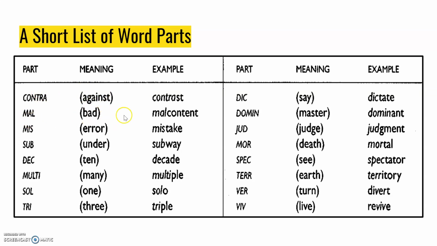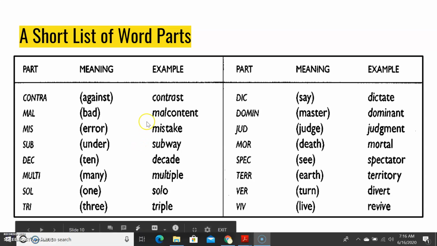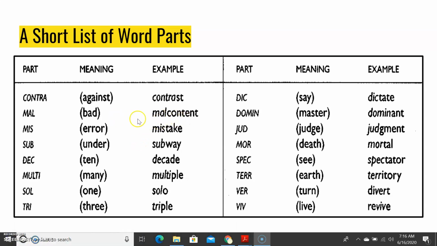And then if you read malcontent, it has a part of the word mal, it means bad. So malcontent has something to do with bad content. Or malfunction, it means the function is bad. And for miss, such as mistake, it has something to do with error or incorrect things, such as misunderstanding. So the understanding is wrong or incorrect, and so on.